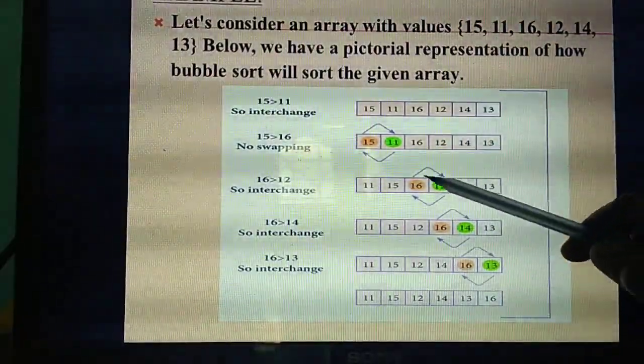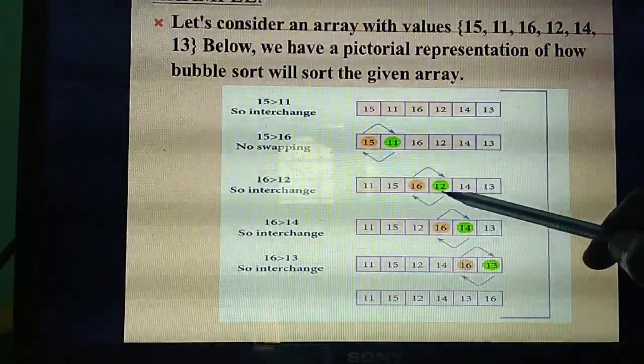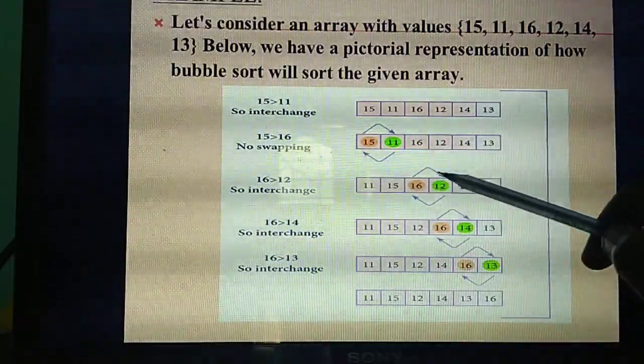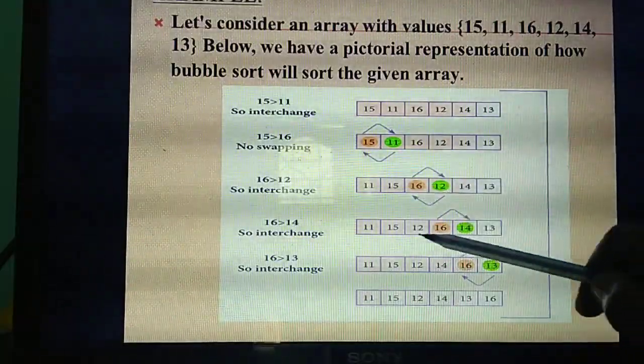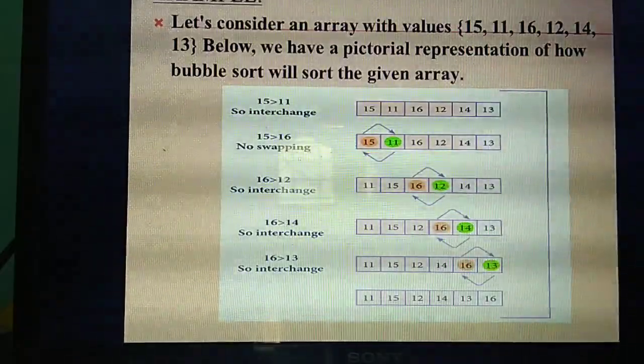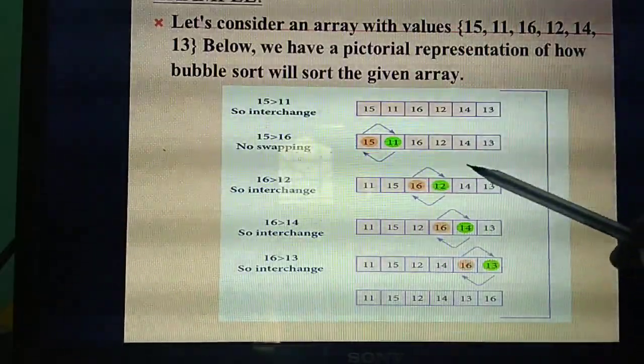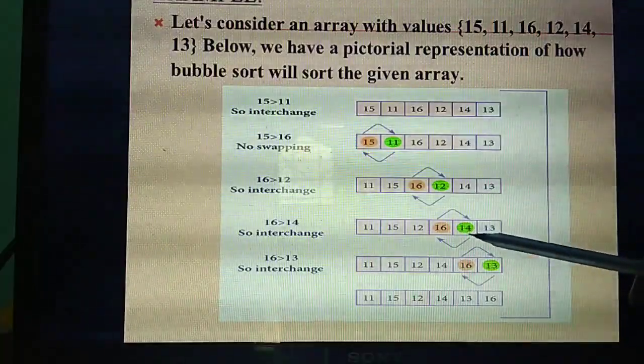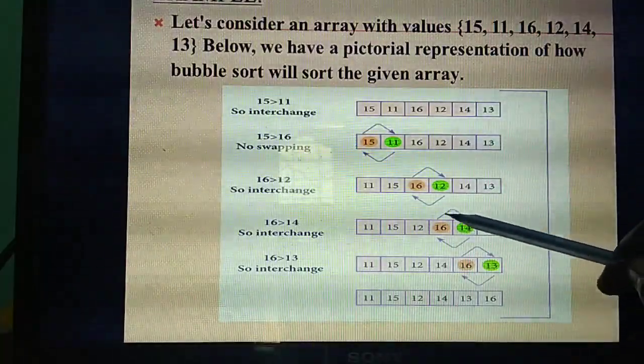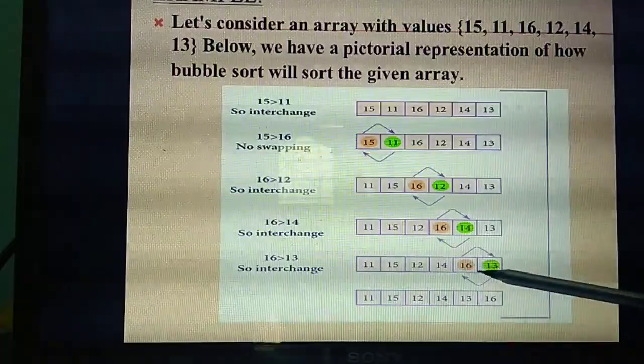Understand? So next, come back to 16 and 12. Whether swapping is needed? Yes. So you need to interchange the place of 12 to here. The 12 comes to this place, then 16. Understand? Then come back to 16 and 14. Whether interchange is needed? Yes. So 14 comes to this place and 16 comes to the end.